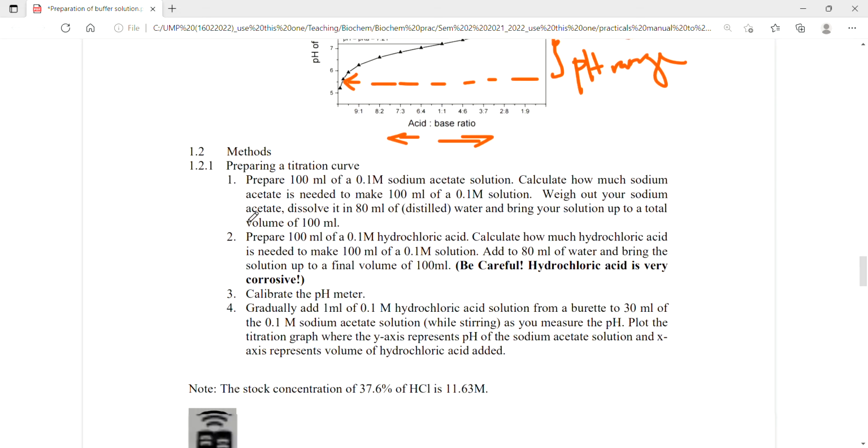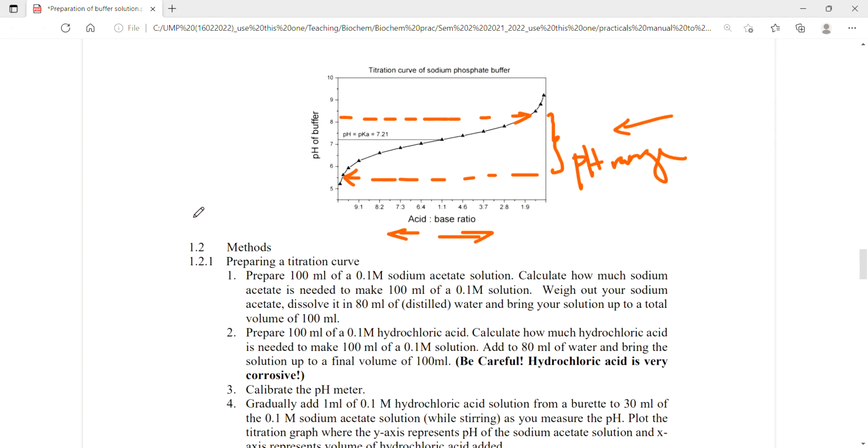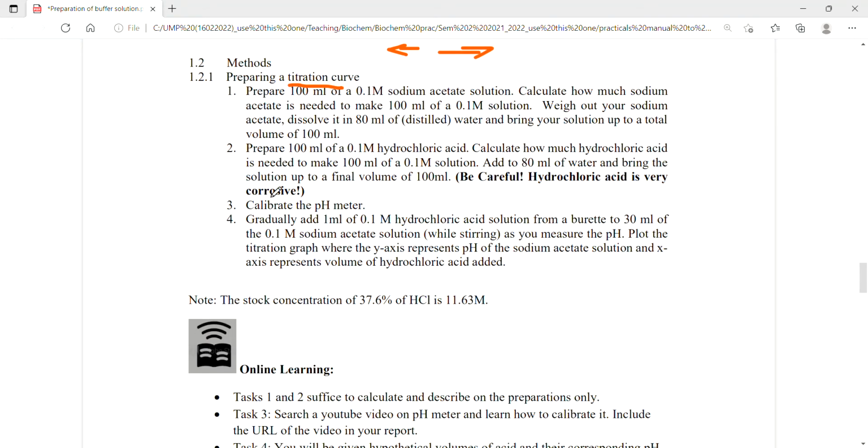So moving on to actually doing an experiment altogether. By right, if you were in the lab, you would be doing this experiment, but unfortunately we cannot foresee that happening, at least for this semester. So what you need to do is prepare a titration curve. Just like this, it will look somewhat like that. So how do you do it?